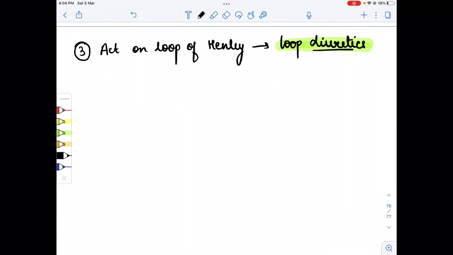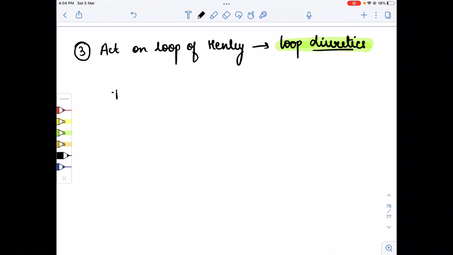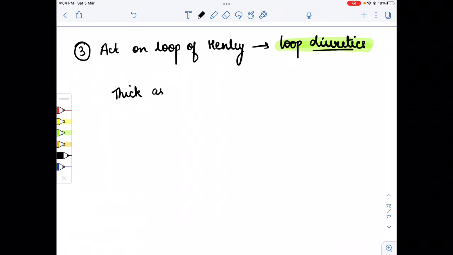In the loop of Henle, they basically act on the thick ascending limb of the loop of Henle.